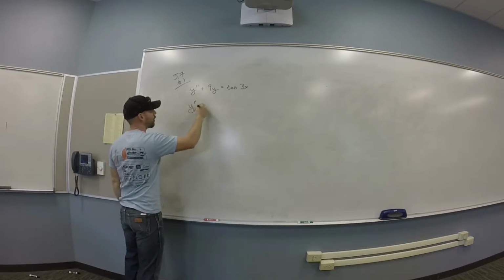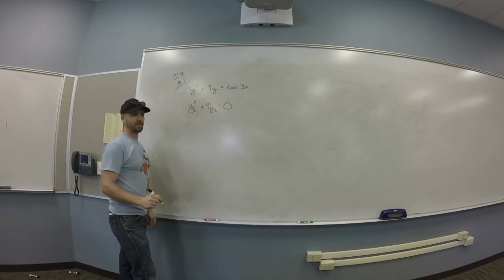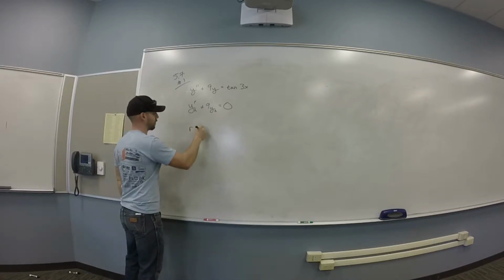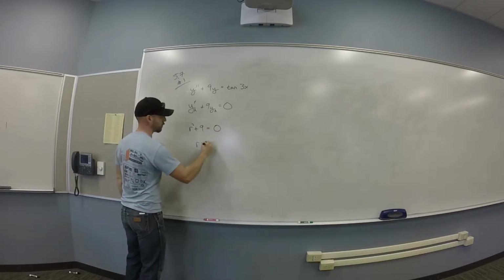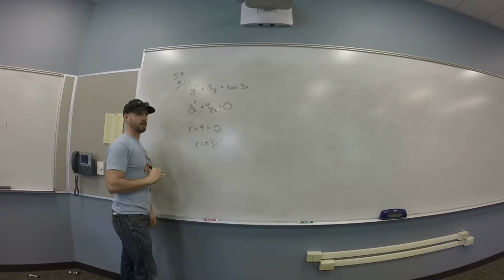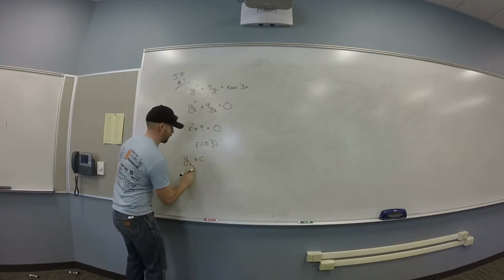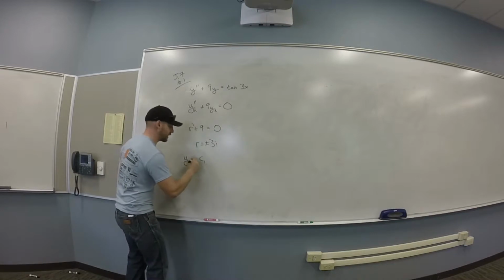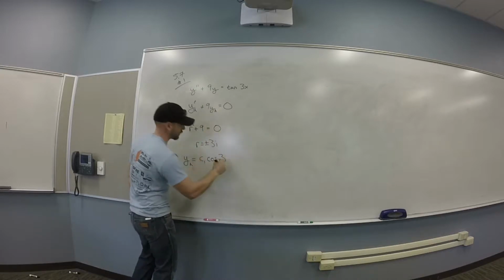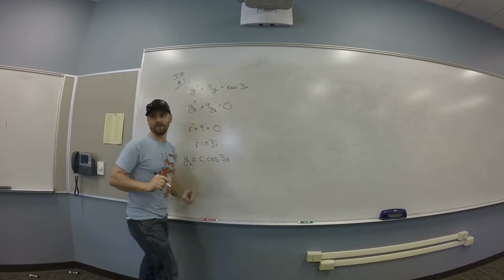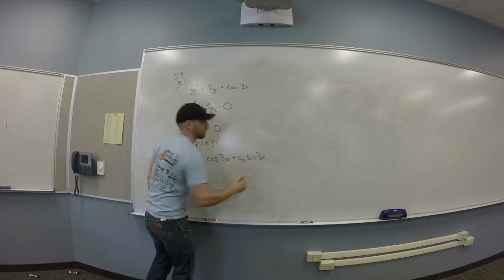So yh double prime plus 9yh is 0. Solve that. So r squared plus 9 is 0, so r is plus or minus 3i. So yh is c1 cosine 3x plus c2 sine of 3x. Right?